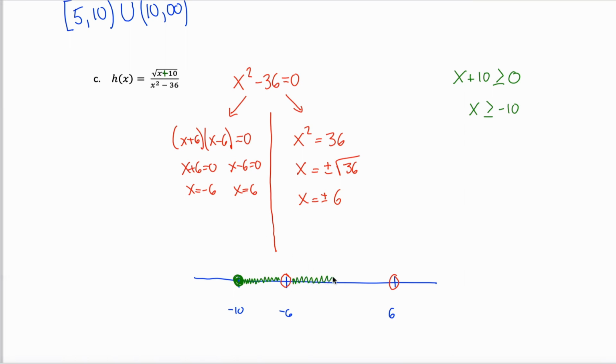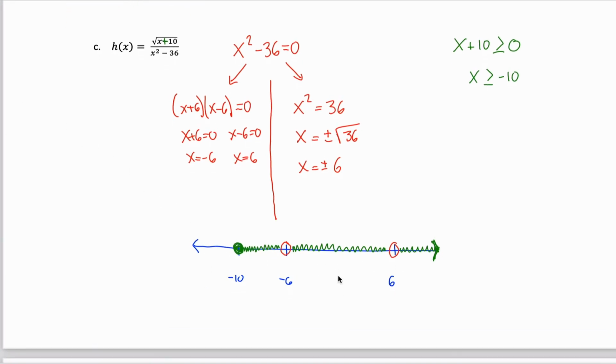So all the numbers in between negative 6 and positive 6 are totally fine. All the numbers greater than positive 6 are totally fine. It's just negative 6, positive 6, and numbers that are less than negative 10 that we have to worry about. Here's a picture of my answer, which is pretty good. If this is a test and you're looking for partial credit, that's great.